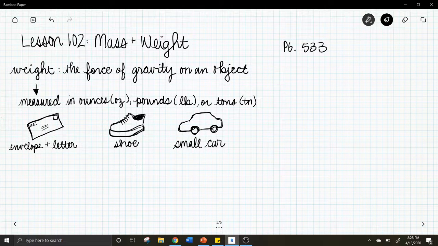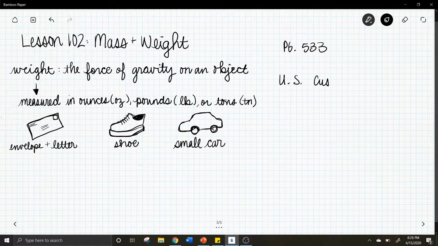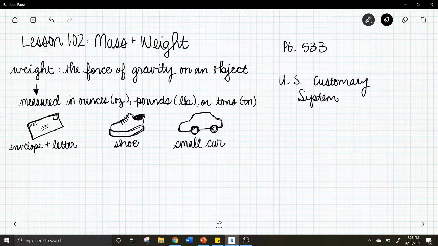So when we look at weight, what we're going to be looking at is something called the U.S. Customary System. And that's what we use for units of measure. Sometimes we'll say inches, yards, miles. That's the U.S. Customary System. And we're going to use that today to measure different types of weight. So we have ounces, pounds, and tons. And those are all familiar types of measure.